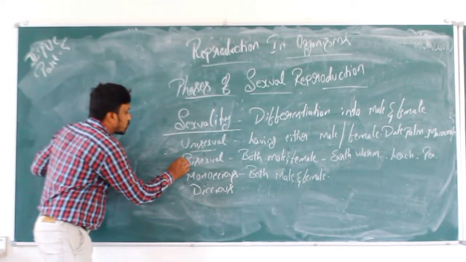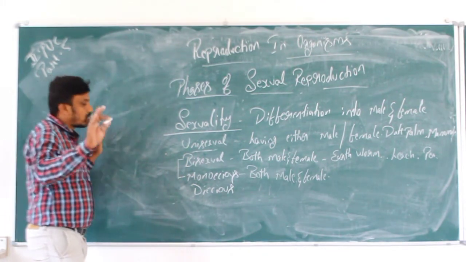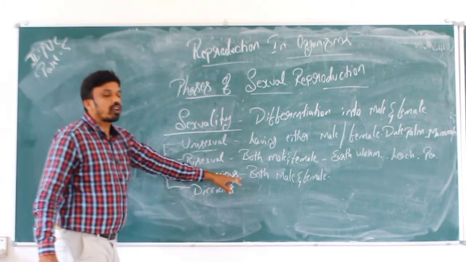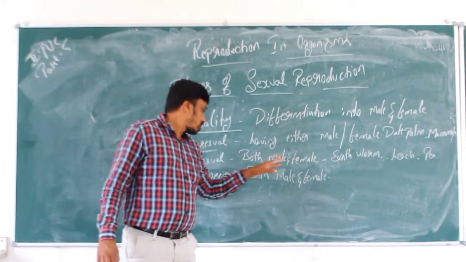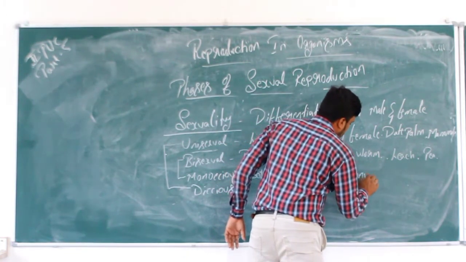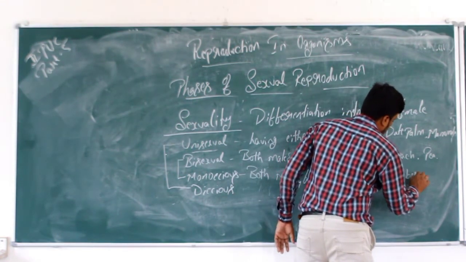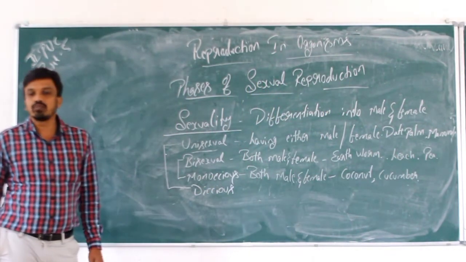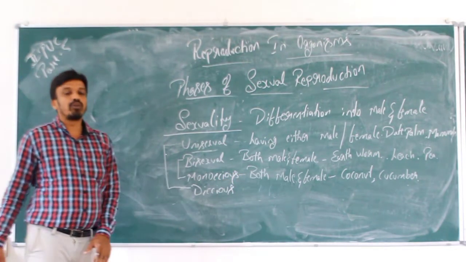So simple. Bisexual and monoecious are same. Unisexual and dioecious are same. The organisms having both male and female part are called as monoecious. Example: coconut, cucumber, earthworm, leech, pea, etc. They are called as monoecious. Having both male and female part on the same individual is called as monoecious.